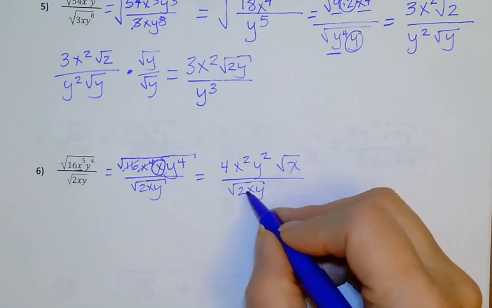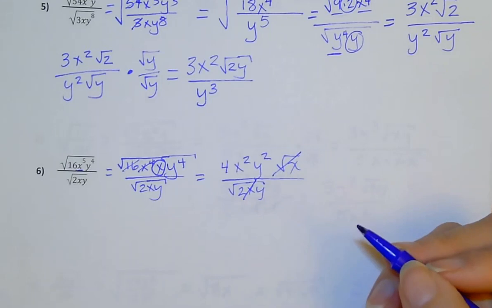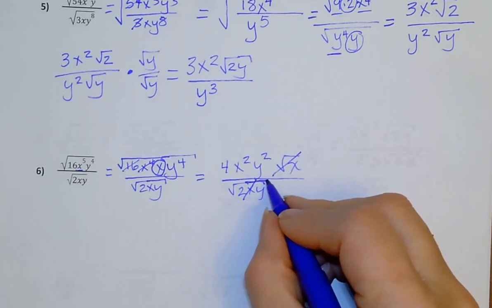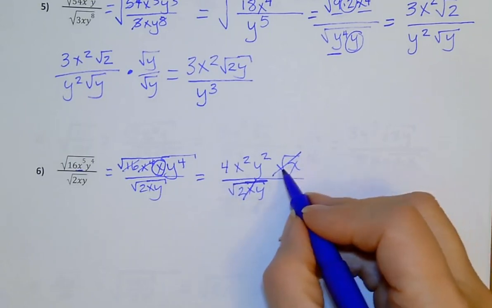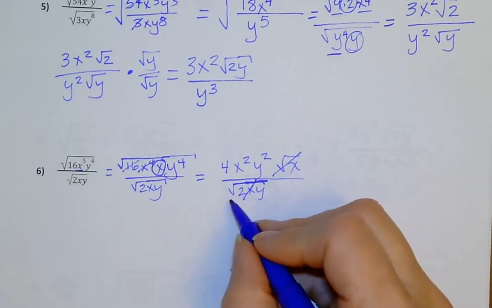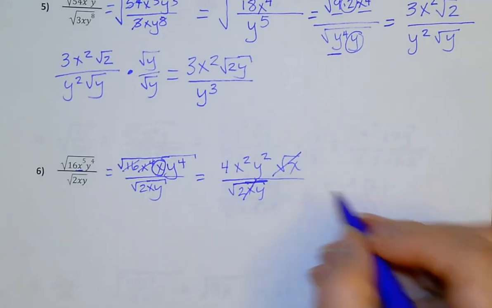Can I say square root of x divided by square root of x here? Sure. I'm getting rid of my x's, right? Because that's square root of x times square root of x. So that just leaves me with square root of 2y down here. You okay with that? Think about that if you're not okay with that. I had the square root of x in the numerator. I had square root of 2 times square root of x times square root of y in the denominator. That's why I could do that.